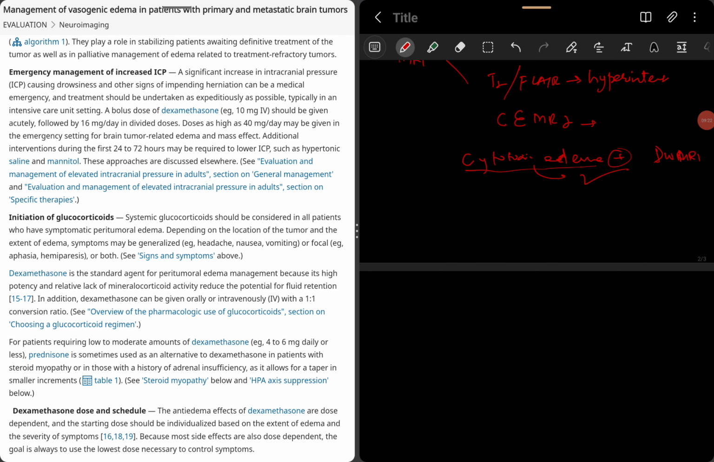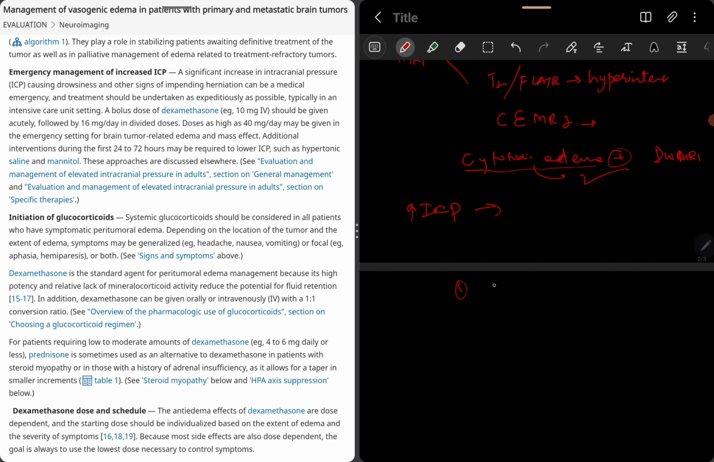So how do you treat this vasogenic edema? We know vasogenic edema will actually lead to increased intracranial pressure, which can manifest in the form of headache, drowsiness, coma, or there can be other signs of impending herniation. Like, when do you suspect that the cerebral herniation will occur?